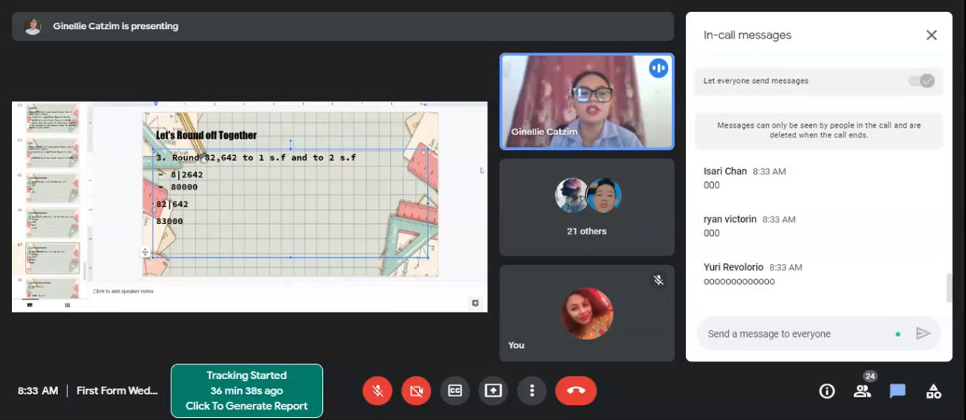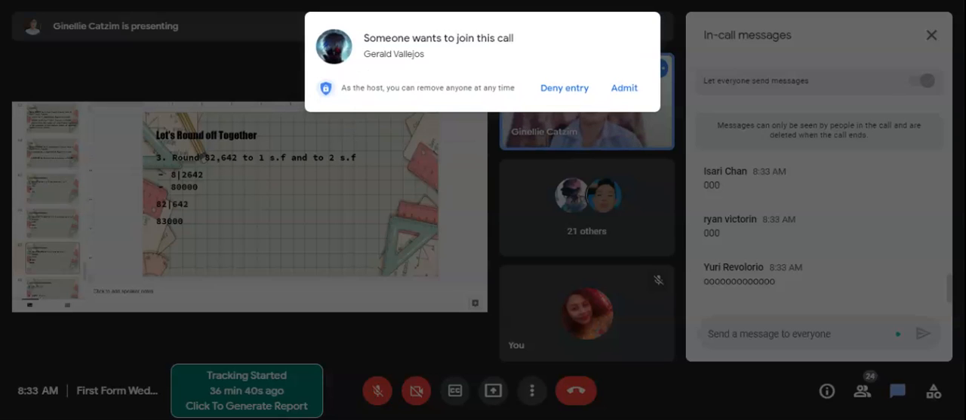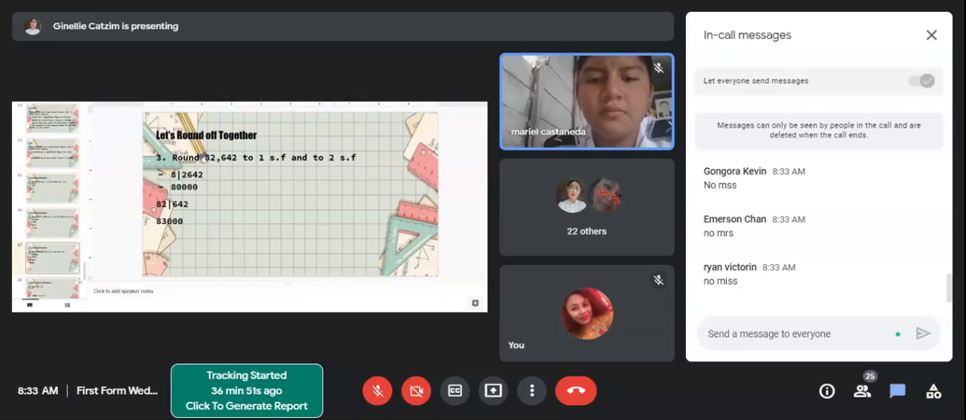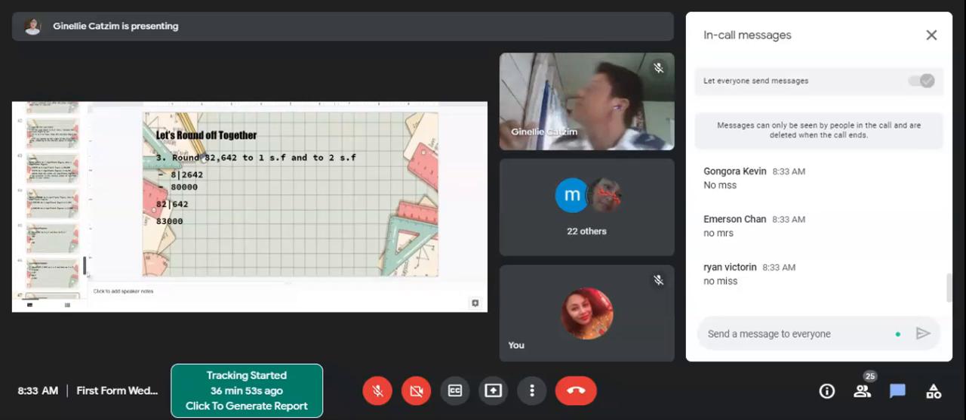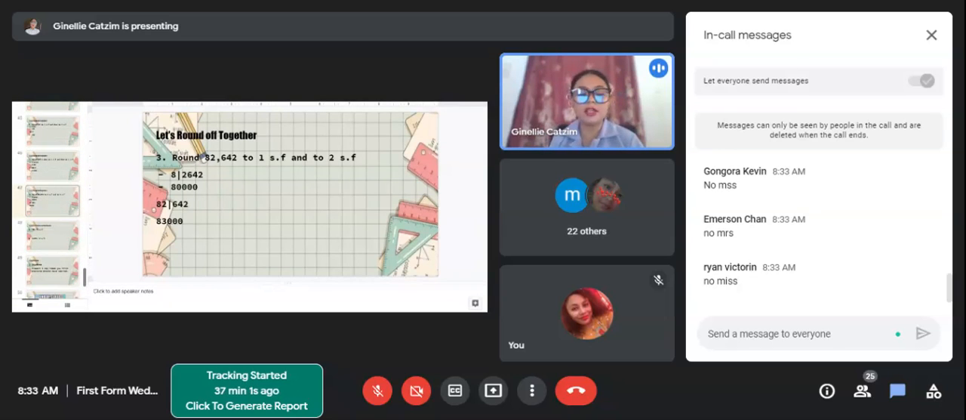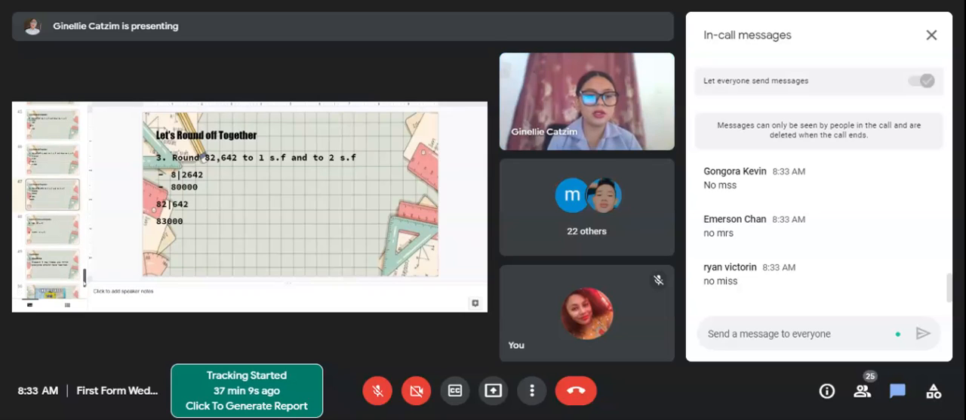So do you have any questions with this one? No, Miss. Okay, I hope you are really understanding this one. Please remember, the zeros do not count if they are in the beginning, right? So now it's your turn to do your rounding off to significant figures.